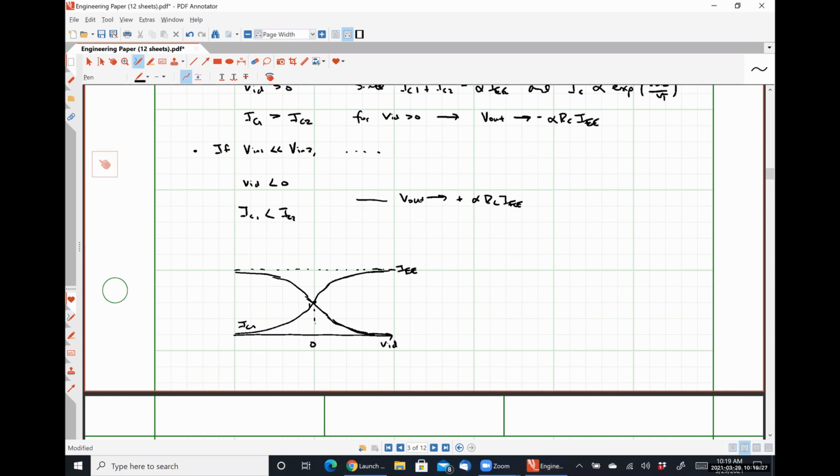At exactly 0 differential voltage, we see that both of our currents have a value of alpha IEE over 2.